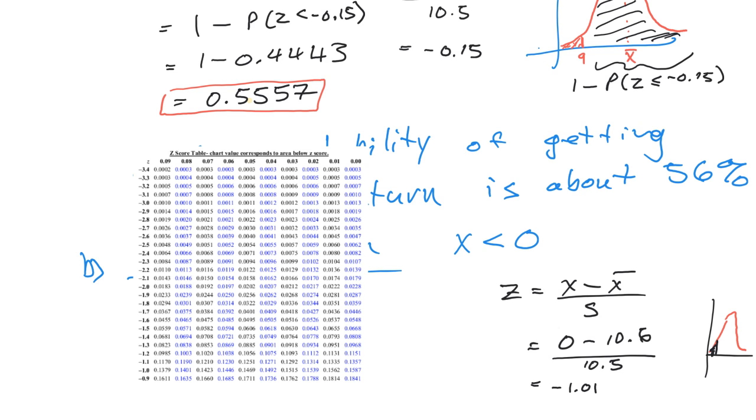So basically what we have here is our Z table. We're going to look for the intersection of this column here and 1.01, so this row here.